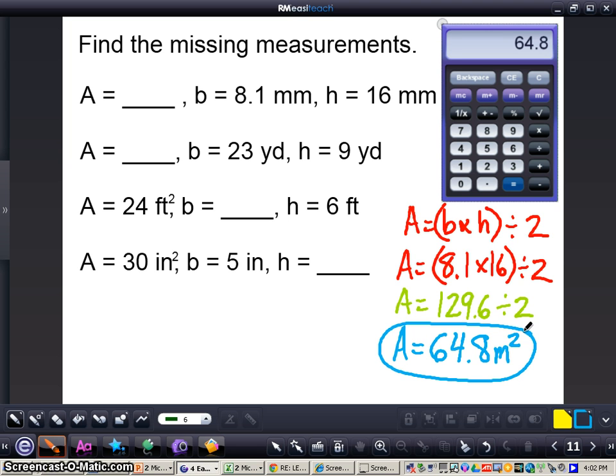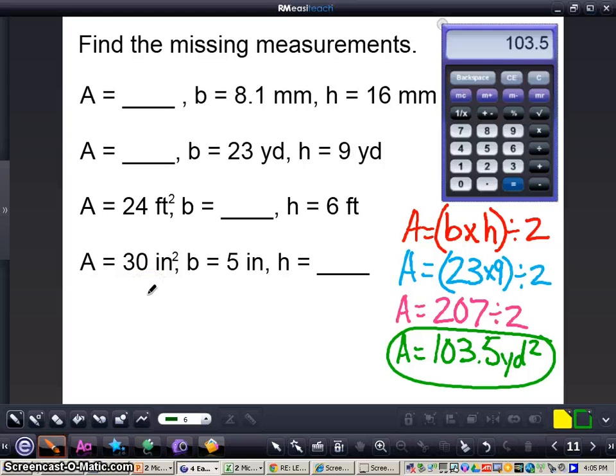And now what I want you to do is this next problem here. Okay, the area is missing, the base is given to you, 23 yards, and the height is 9 yards. Do that problem and then press play and you'll see the answer. So I want you to press pause on this video right now.